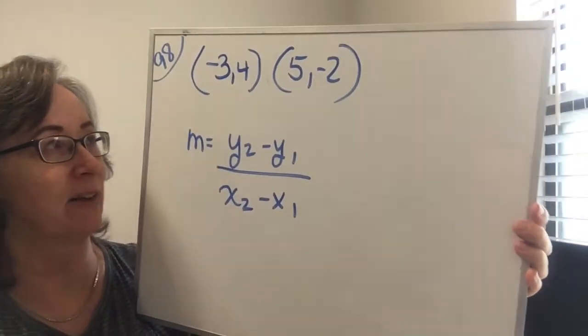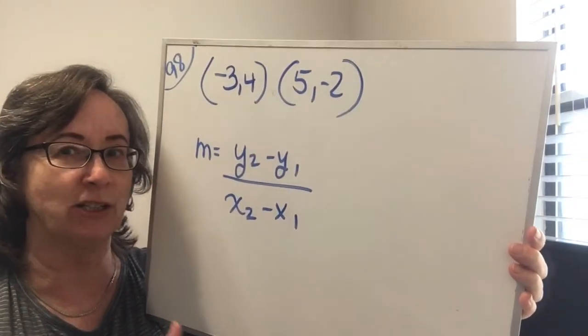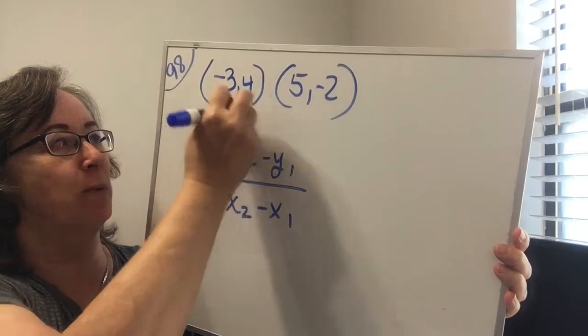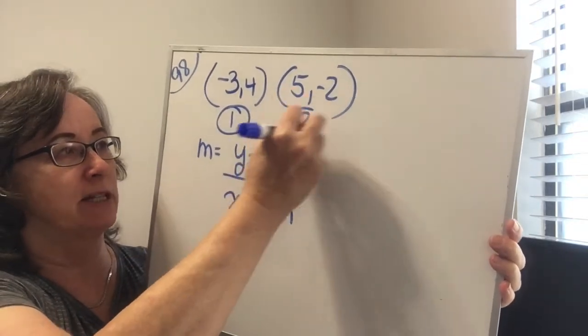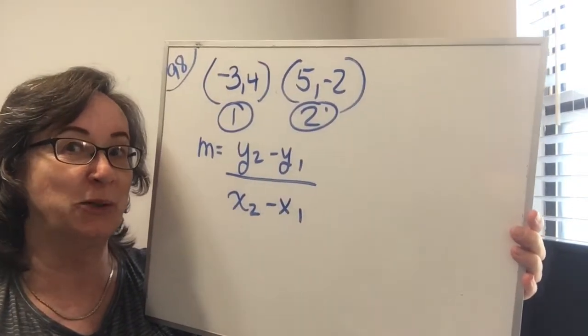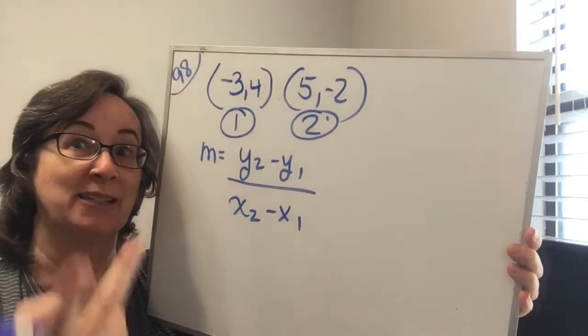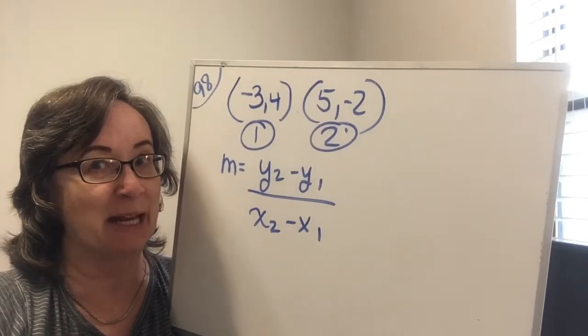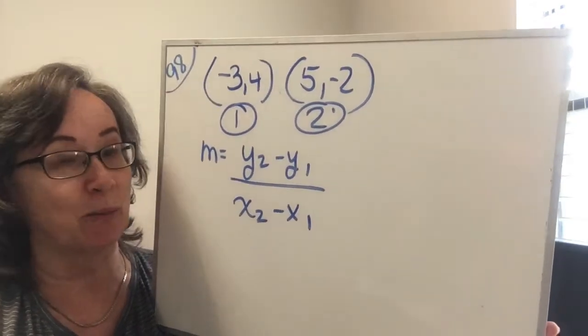This one is a nice little exercise because we're actually going to switch this around. So the first time I'm going to use this as point 1 and this as point 2. And then we're going to do it again, switching the 2 points around so that you can see you're always going to get the same slope even when you switch the points around.